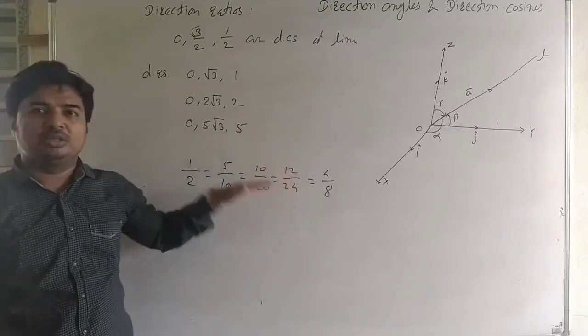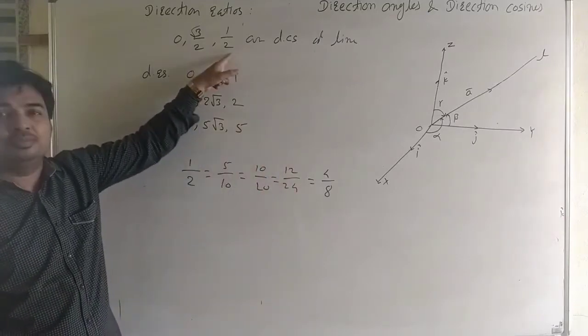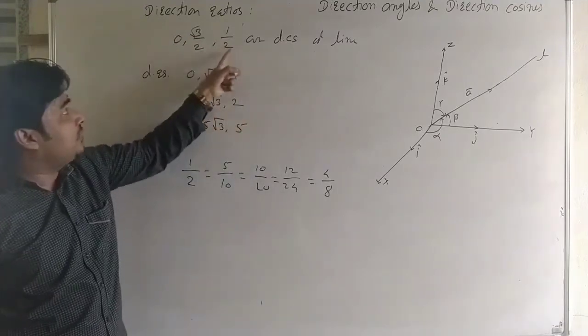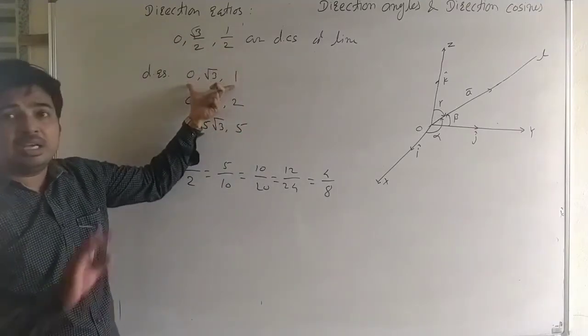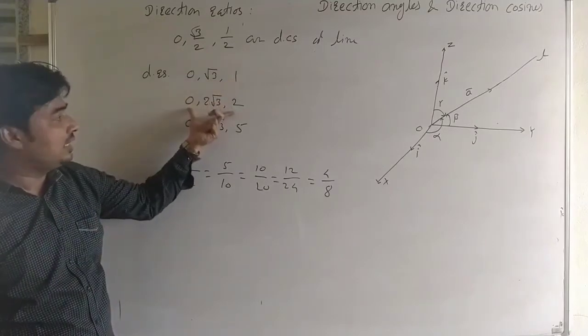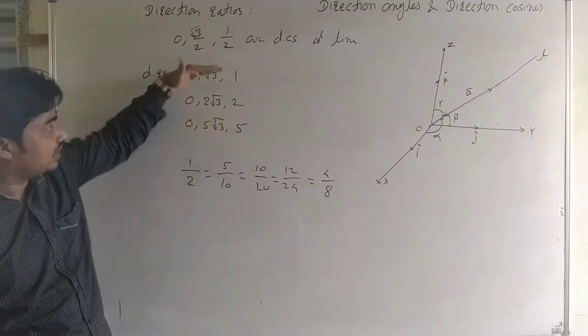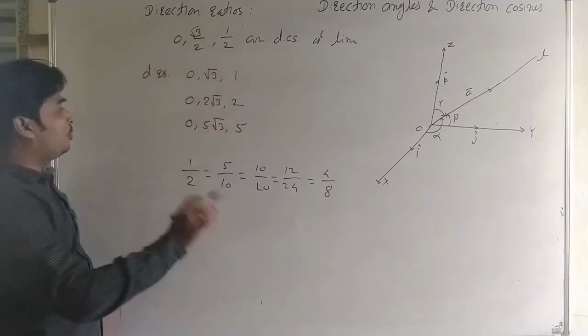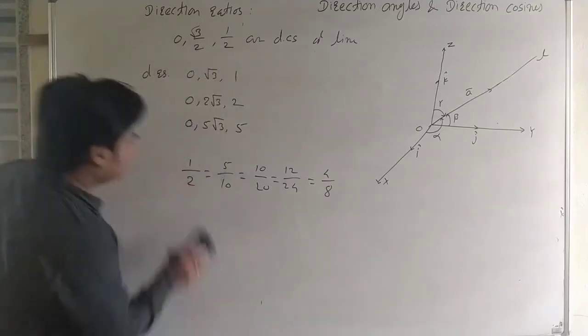Direction cosines are unique. There is a relation: squaring and adding the direction cosines gives 1. Here squaring and adding is 1, but here squaring and adding is not equal to 1. These are the direction ratios, and these are the direction cosines. For proportional numbers, we can take the proportional number itself.